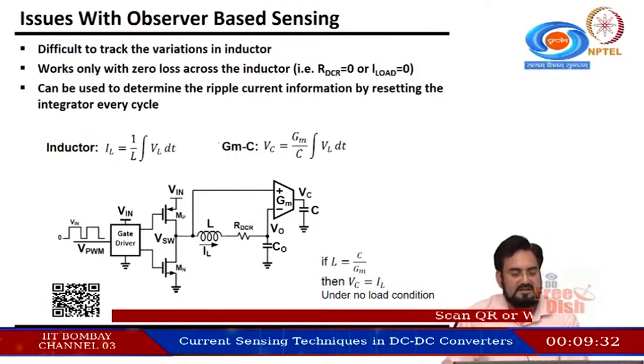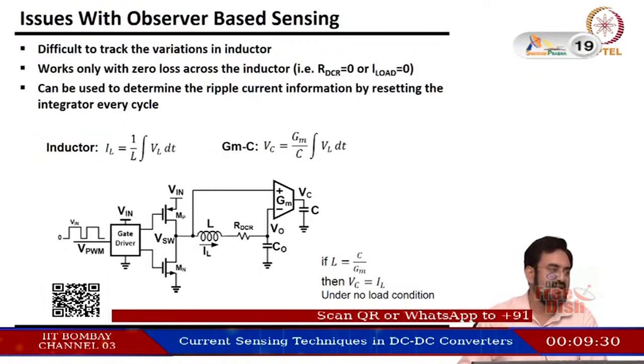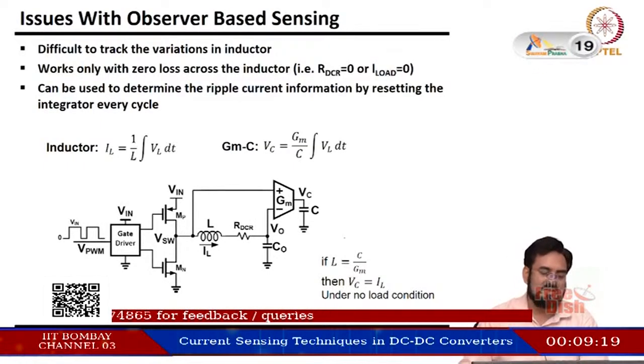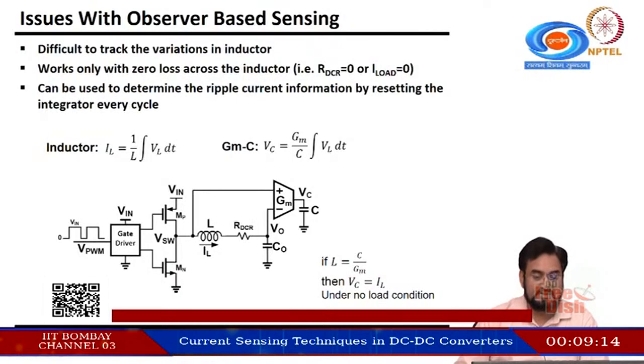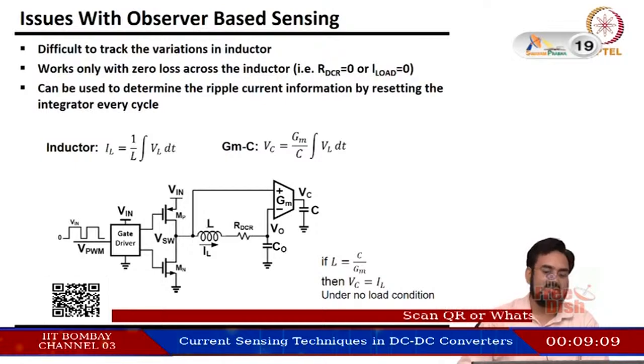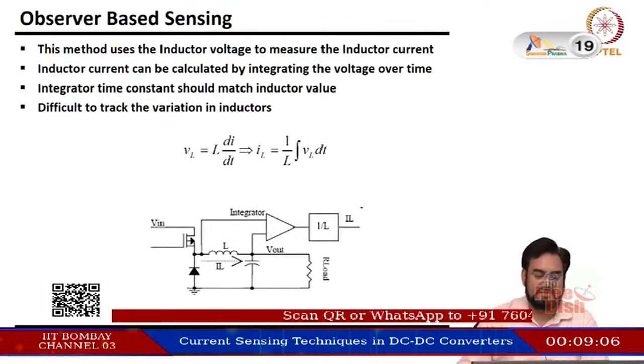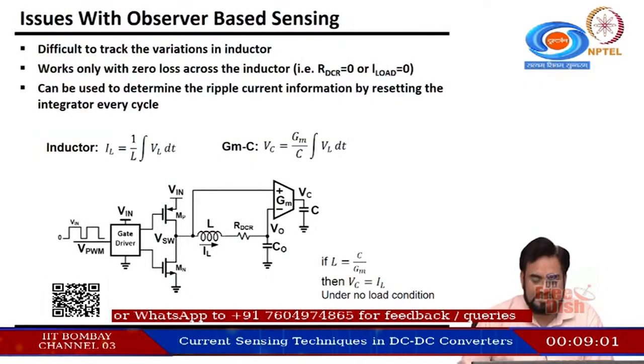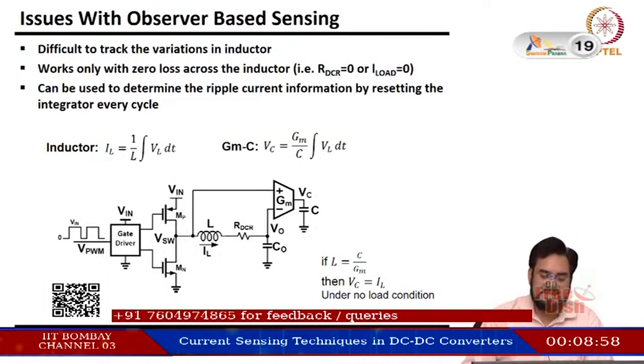So you can use it for ripple information, and you can reset the integrator every cycle so that it will not saturate. And if you remember, we did it by connecting a switch in parallel with this, and you reset every edge of the clock. So you can get the ripple information, and that is also if the gain of the integrator is the same as the inductor, like 1 by L. So this condition you have to meet, okay. So L is nothing but C by GM. If you match this, then you can get the ripple information.